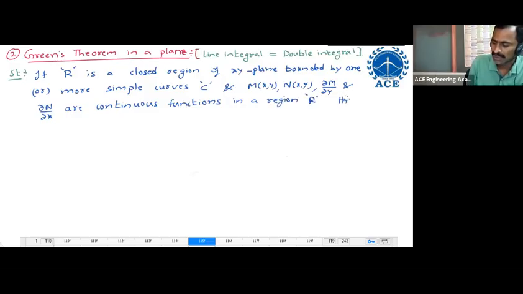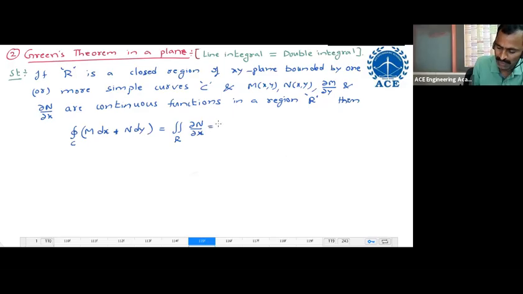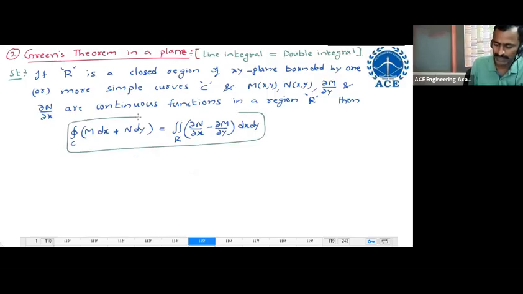In a region R, the integral over C (closed curve) of M dx plus N dy equals the double integral over R of ∂N/∂x minus ∂M/∂y dx dy. This is the relation. So Green's theorem gives the relation between line integral and double integral only.